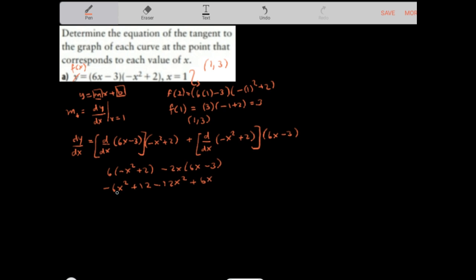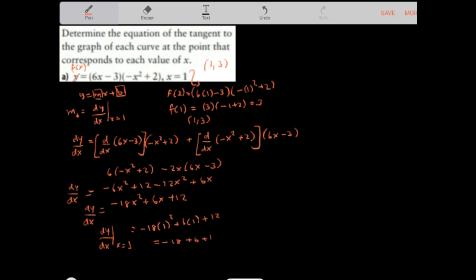And then you can see that you get negative 6x squared minus 12x squared, so that's negative 18x squared, plus 6x plus 12. Okay, so this is your derivative function. Okay, and then what you want to do is find this at the point of x is equal to 1. So I plug 1 into the x values of your derivative function, and you basically get negative 18 plus 6 plus 12, which is 0. Okay, so the slope is 0.